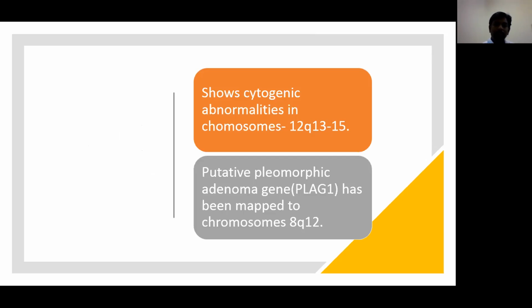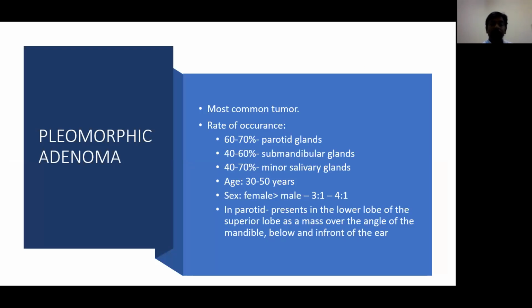So these are the chromosome 12q13 and 15, and other abnormalities like the putative pleomorphic adenoma gene. This is called PLAG1, putative pleomorphic adenoma gene. It has been mapped in chromosome 8. These are the two main genetic abnormalities you usually find in salivary gland pleomorphic adenoma.